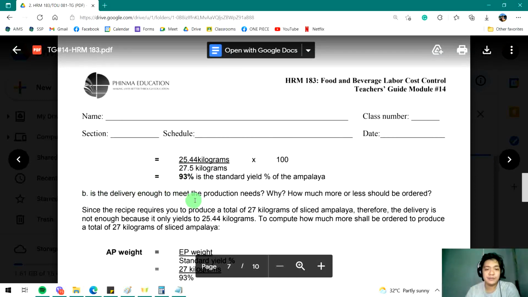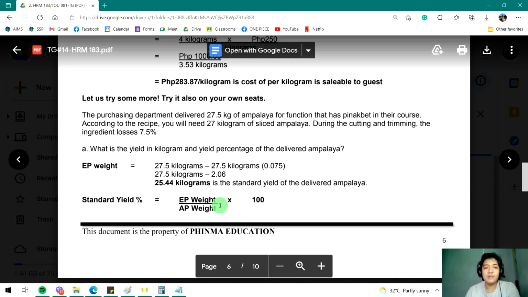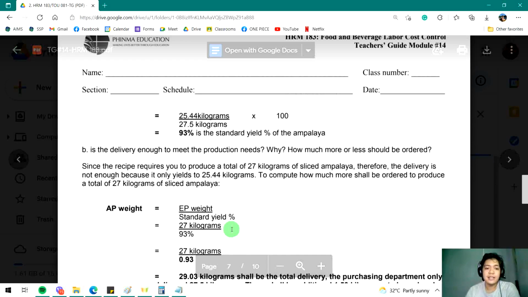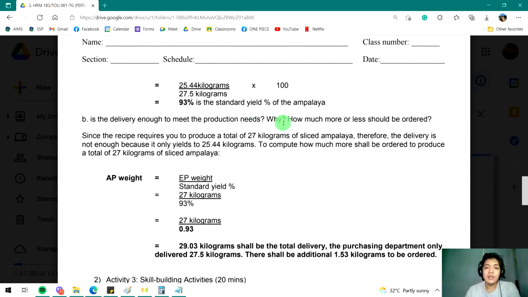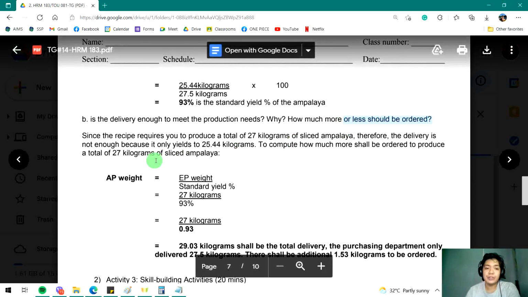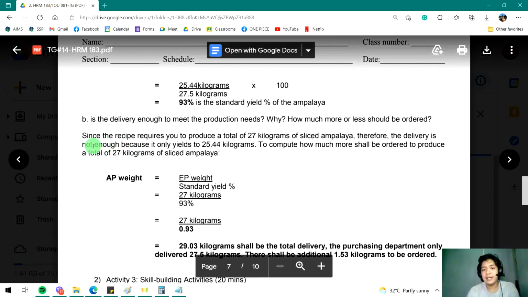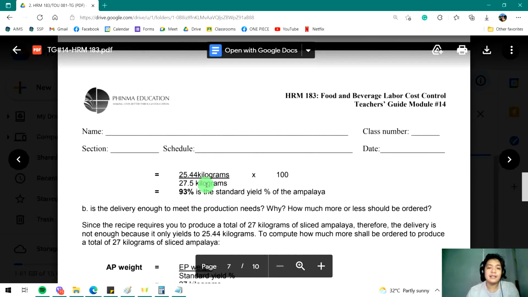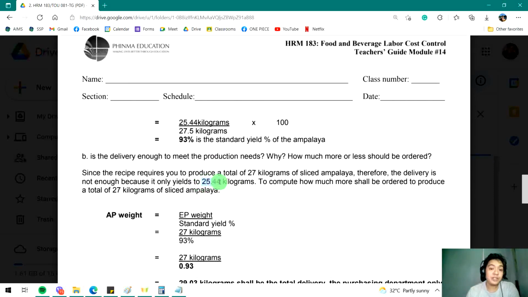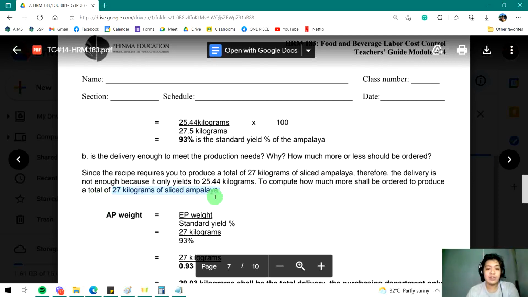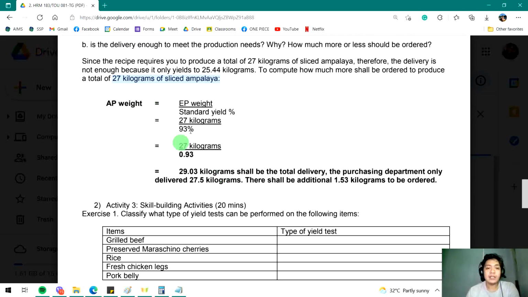Is the delivery enough to meet the production needs? Again, what we need is 27 kilograms. So, ang tanong, enough ba? Why and how much more or less should be ordered? Since the recipe requires you to produce 27 kilograms of sliced ampalaya, therefore, the delivery is not enough. Hindi siya enough kasi ang na-yield lang natin after cutting and trimming is 25.44 kilograms. So to compute how much more shall be ordered to produce a total of 27 kilograms of sliced ampalaya, ito ang gagawin natin ngayon.